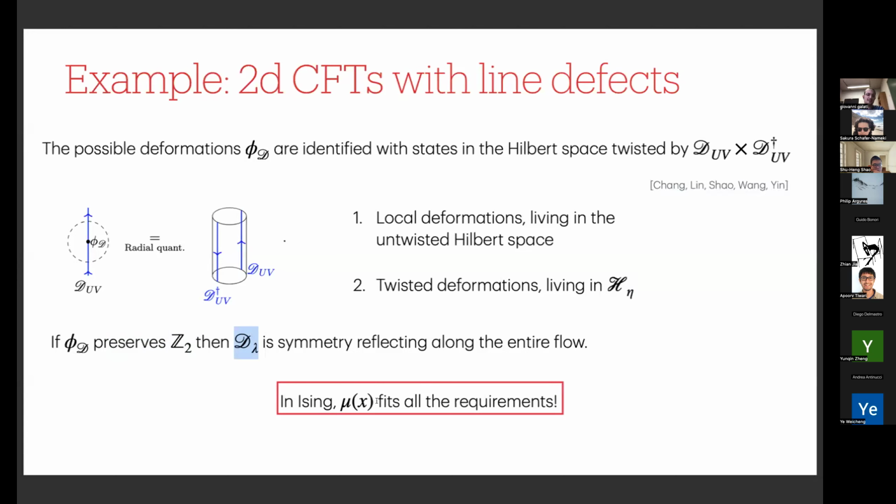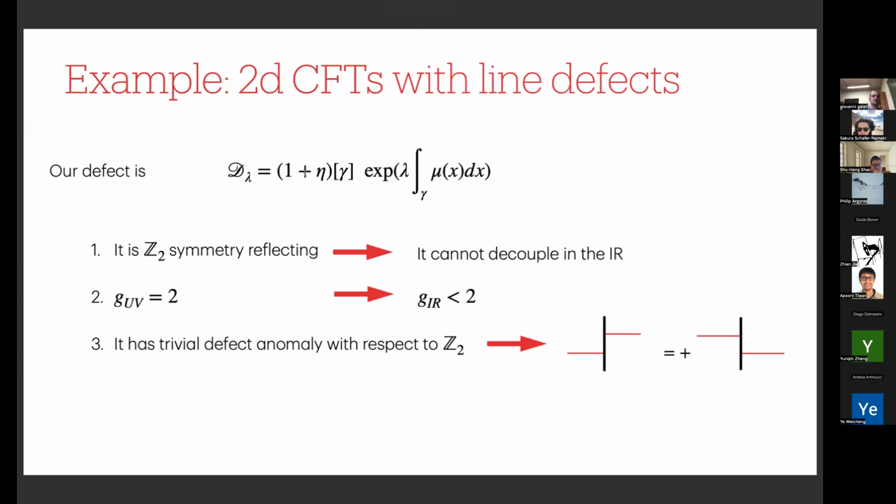And in Ising, there is a very simple operator which fits all these requirements, which is the disorder operator mu. You can check that mu is relevant, is Z2 symmetric, and it lives in the eta twist sector. Okay, so the defect that I will be considering is this one.